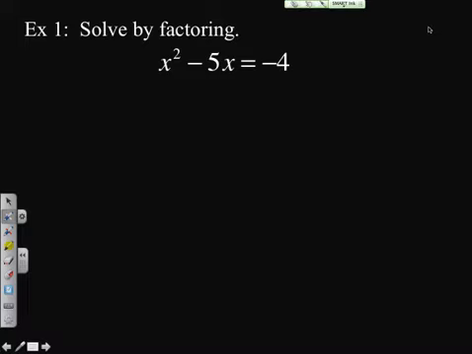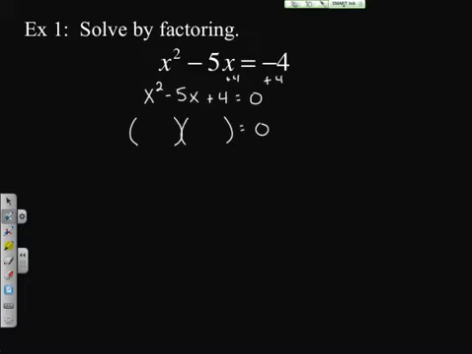We want to solve this by factoring, and we're going to use that zero product property. So the first thing we're going to do is make sure that the equation equals 0. So we have to move this -4 back over to the other side. We're going to add 4 to both sides. So we will get x squared minus 5x plus 4 equals 0. And then we want to factor it.